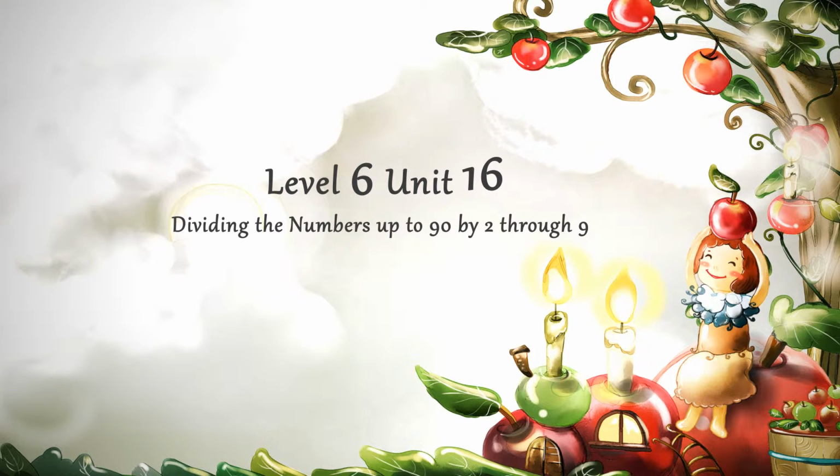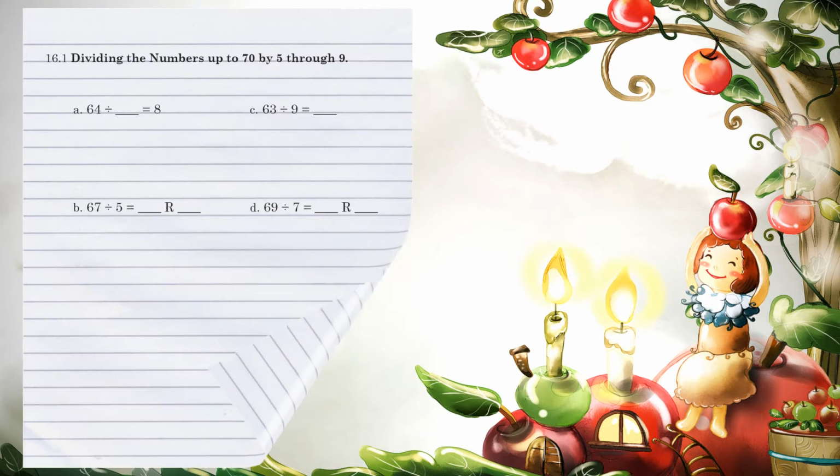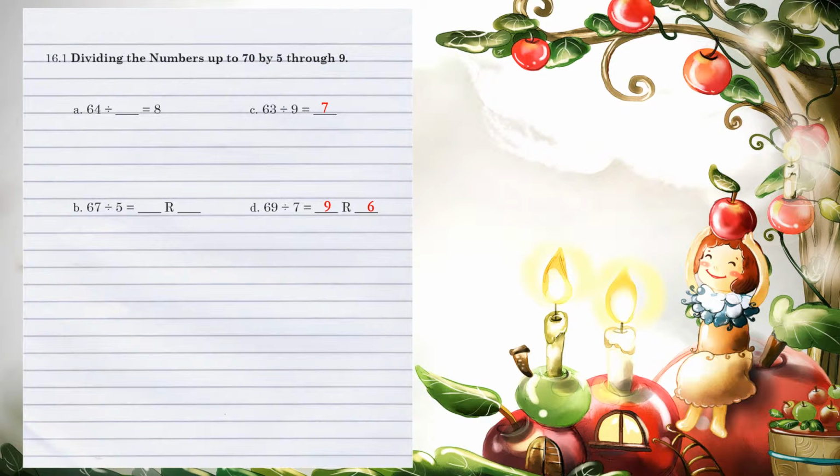Level 6, Unit 16, dividing the numbers up to 90 by 2 through 9. Unit 16.1, dividing numbers up to 70 by 5 through 9. Example A. 64 divided by what number equals 8? Well, let's work backwards and ask ourselves, 8 times what number equals 64? Our answer is 8.